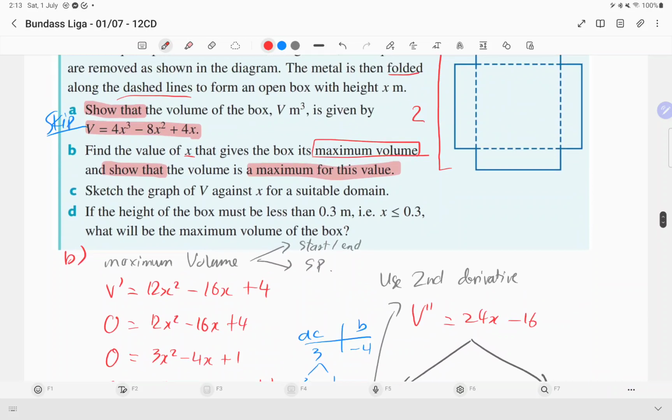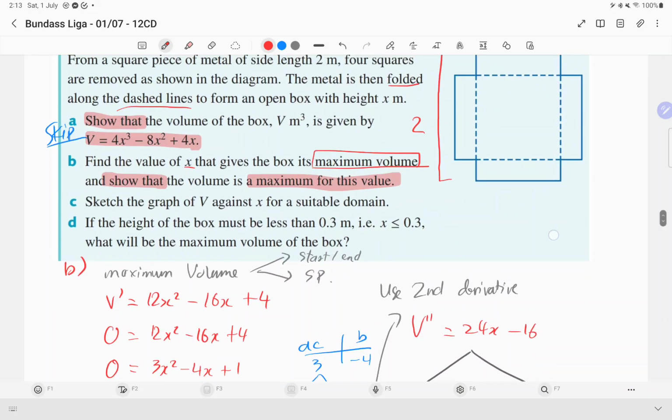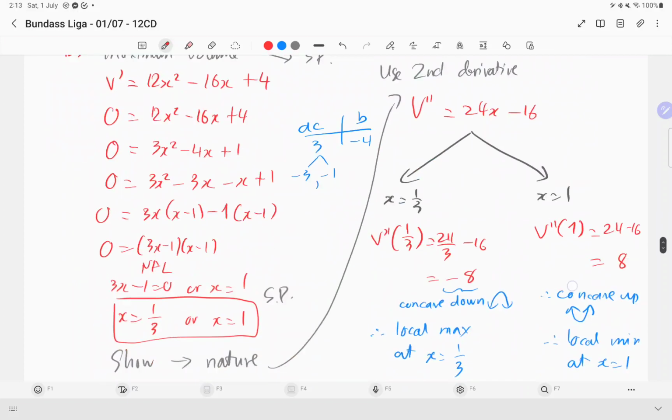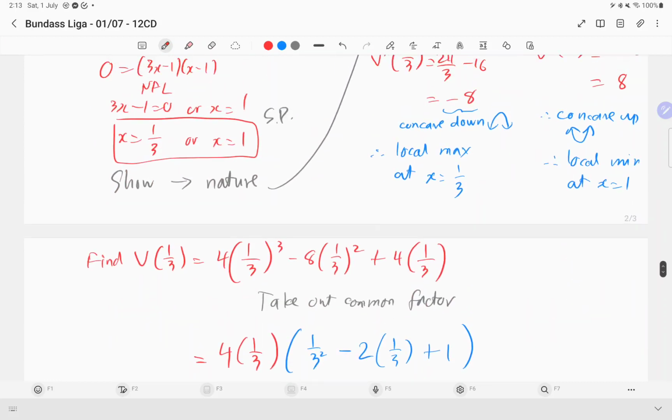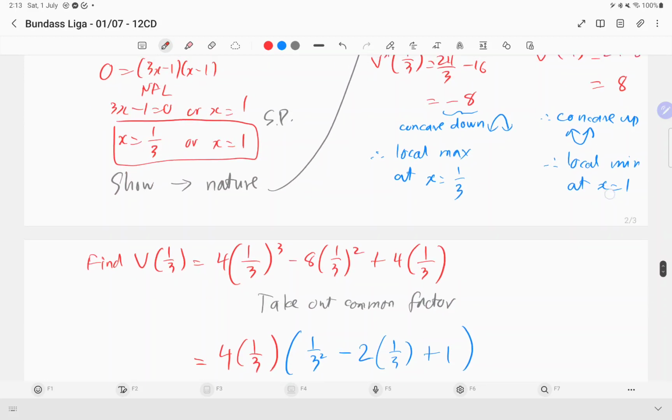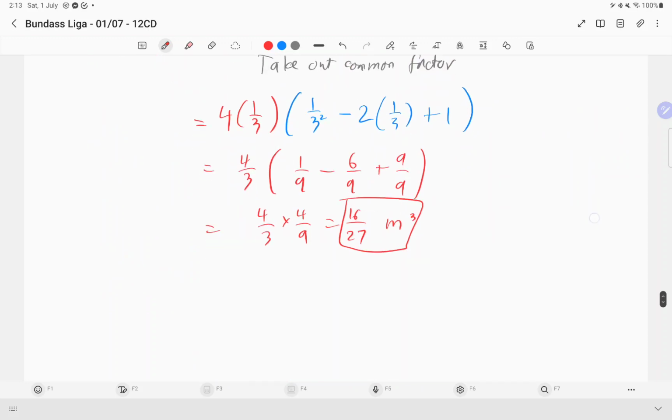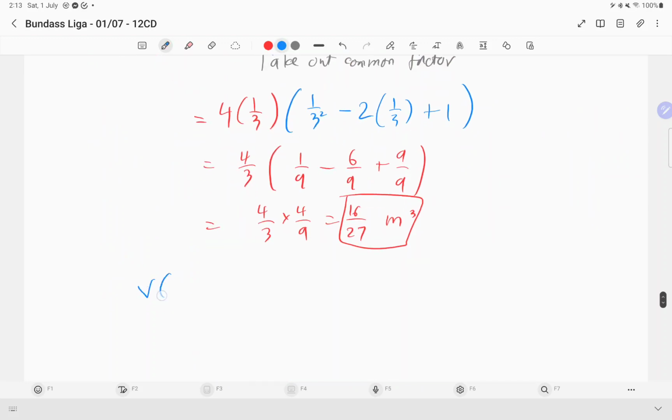Sketch the graph of v against x for a suitable domain. So sketch it for a suitable domain, v against x. Now note that v is a cubic equation, which means there will be 2 turning points, like that or like that, for cubic equations. Now which one? We don't know, so we're going to find out. We actually found 2 turning points. One of them is 1/3. The other one is 1. So let's find out the volume at 1.